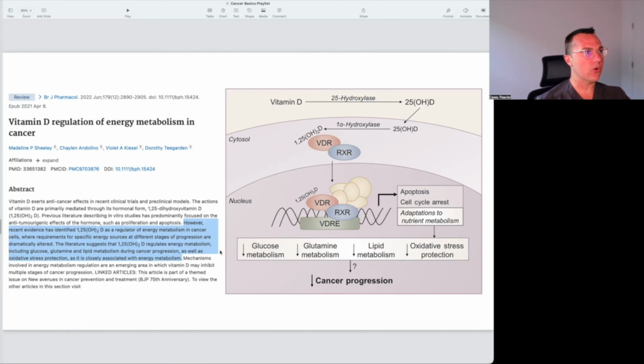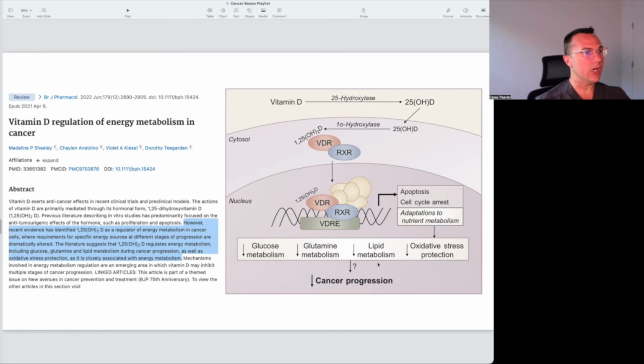And so this paper had a graphic associated with it where we see 1,25-hydroxy vitamin D binding to the vitamin D receptor, and that being basically transitioned to the nucleus, where it's then having effects at the level of the genes and on target metabolism changes. And what we're saying here is that this will ultimately lead to less glucose metabolism, less glutamine metabolism, less lipid metabolism. I'm going to unpack what I mean by that. It does not mean that these cancer cells are using fat for fuel. And it decreases the oxidative stress protection for these cancer cells specifically, which then leads to decrease in cancer progression and survival of cancer, not of people.